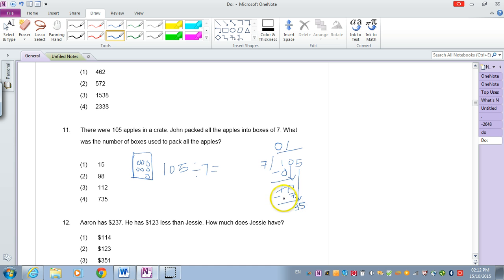So 35. So what times 7 give me 35? Oh, okay. And if you go through your times table, you know that 7 times 5 would give me 35. So 7 times 5 give me 35. Okay. So how many boxes were used to pack all the apples? 15 boxes. We have 15 boxes, and that would be your option number 1.